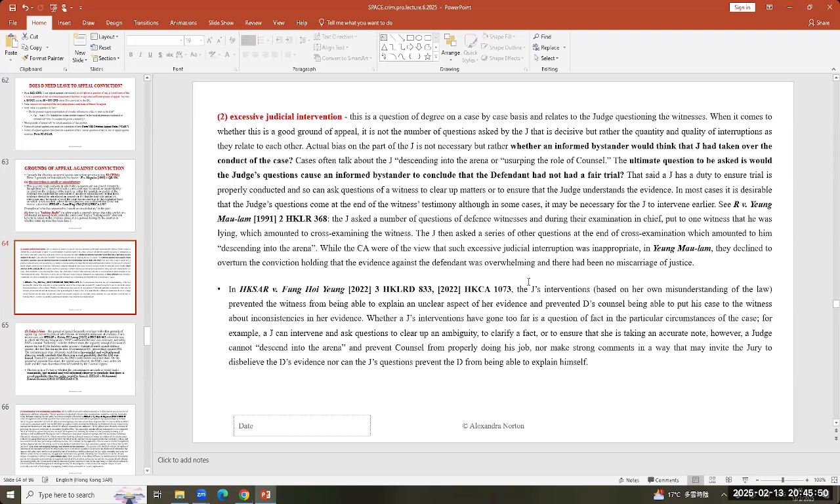So have the judge's questions caused an informed bystander to conclude that the defendant did not have a fair trial? That's the test that's used. So it's a question of fact in the circumstances of the case as to whether the judicial intervention was excessive and renders the conviction unsafe or unsatisfactory.